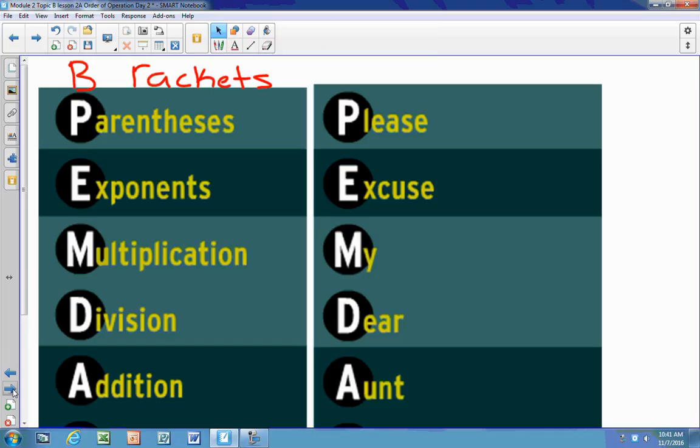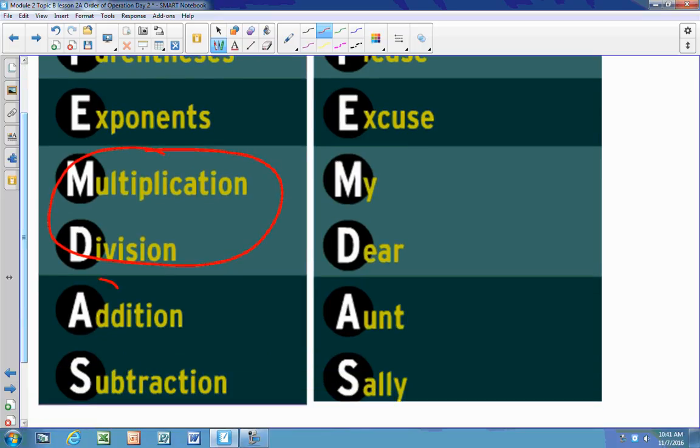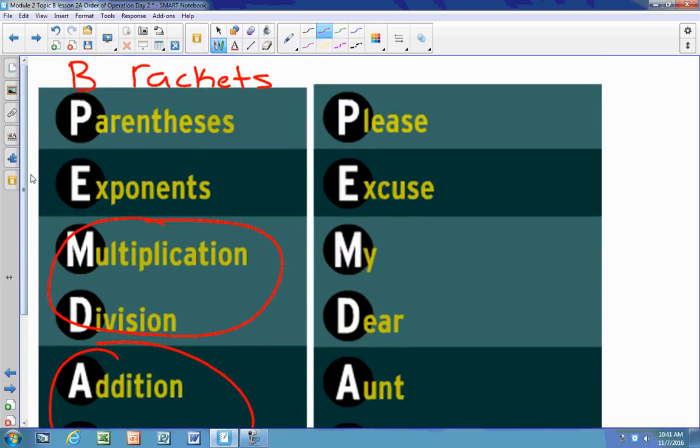And it's brackets, parentheses, exponents, then multiplication and division at the same time, moving left to right, and then addition and subtraction at the same time, moving left to right. It's please excuse my dear Aunt Sally that will help me with this. And I say burp, please excuse my dear Aunt Sally, because that stands for the brackets.